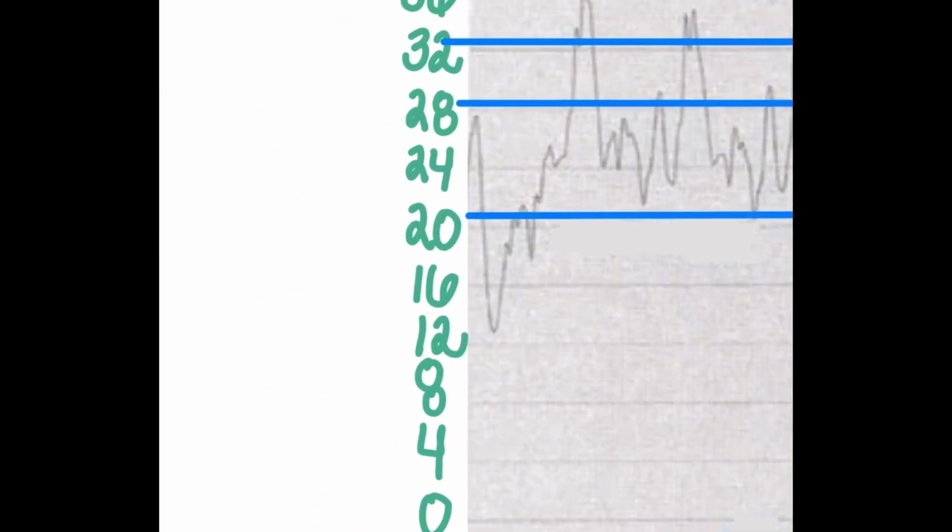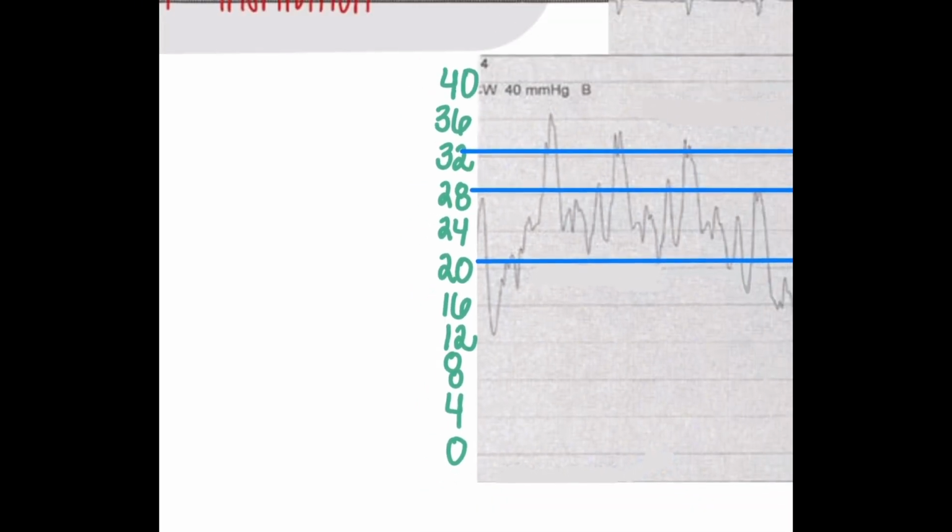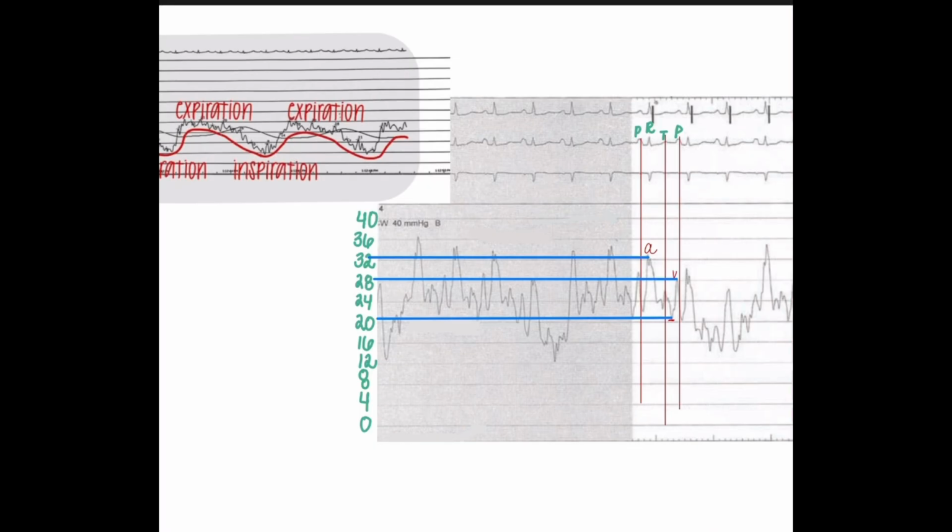It's a little above 20. Fine, 21. All right, so the A was what? All right, it says pulmonary wedge pressure. The A is 32. The V is 28.